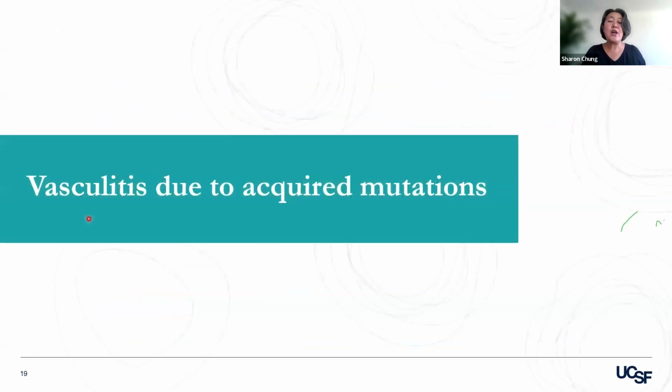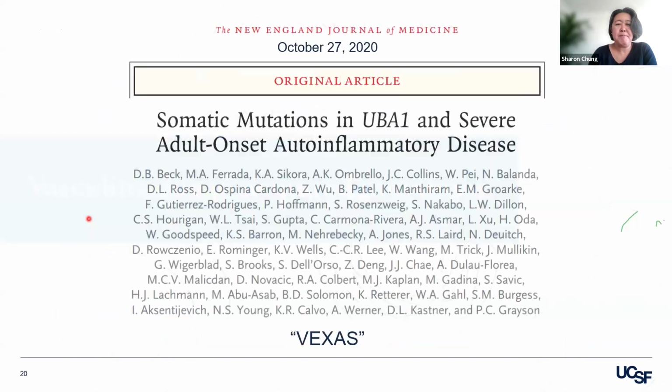All right. Let's go here. I think there's been a lot of interest in this next group of vasculitis. This is also a type of vasculitis that's due to a single gene mutation, but it's actually due to an acquired mutation. So what does that mean? The vasculitic process that was first identified to be due to an acquired mutation is called VEXAS.